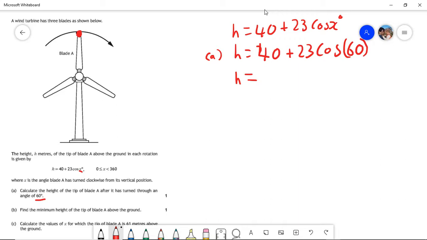They've given you a formula. They've given you something to put in the formula. We're not going to panic. And our answer is 51.5. And all I've done is type this into a calculator. Okay, so that's part A.